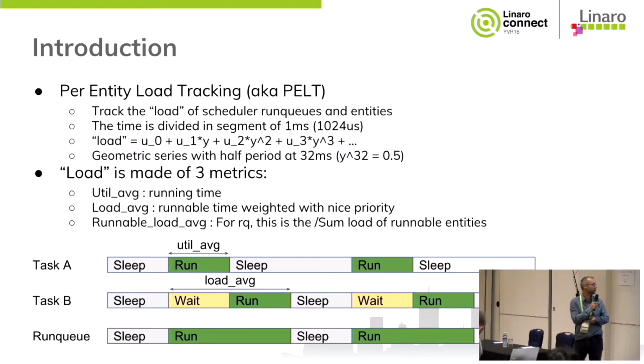And the last one is the runnable load average. This third metric is only used at the run queue level, and it's just the sum of the load of the runnable tasks. I should have mentioned that the load average for the run queue is the sum of the load of each entity on the run queue. This entity can be running on the run queue, runnable on the run queue, or waiting or sleeping. So the runnable part is just the sum of the runnable scheduling entities, just to give you what is currently trying to run on this CPU, putting apart all the sleeping tasks.